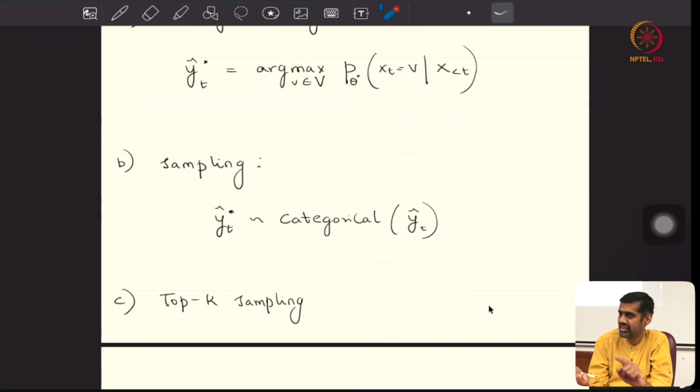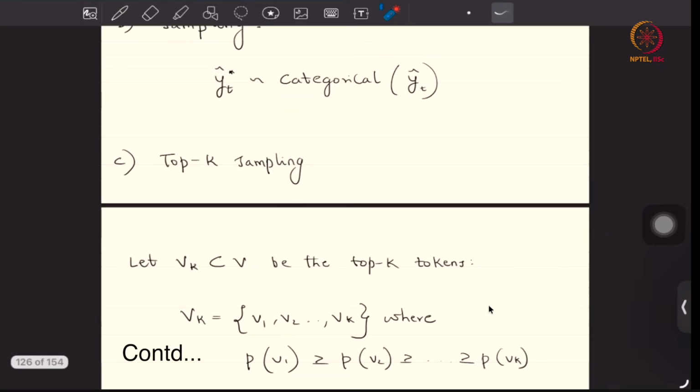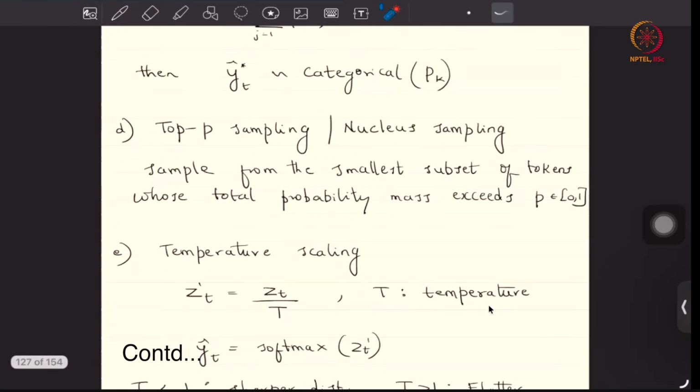Any questions here? These are large language models, by the way, these are LLMs. We will stop here and continue in the next lecture.